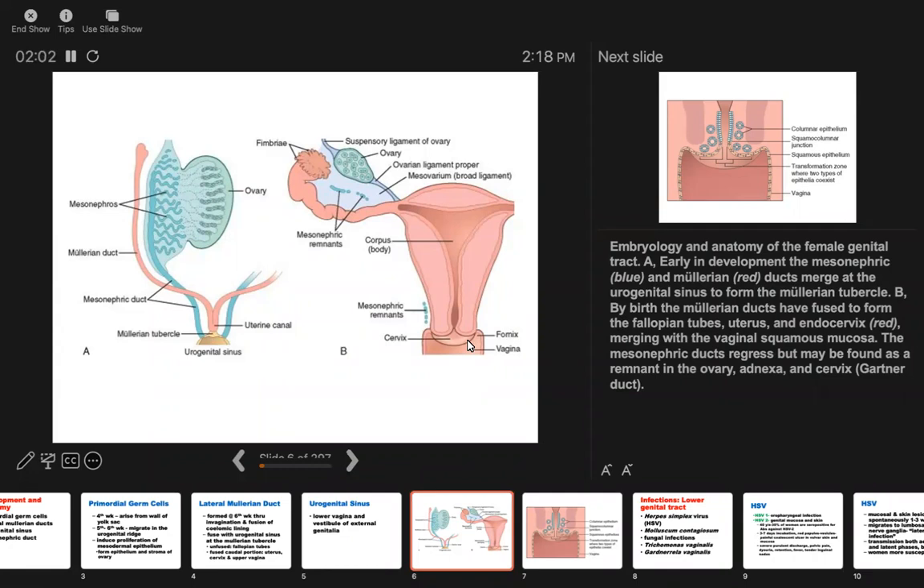Now, the urogenital sinus will develop when the cloaca is subdividing by the urorectal septum, and it eventually will form the vagina and the vestibule of the external genitalia. The mesonephric duct is supposed to regress. If it persists, sometimes it may appear as cystic, and that is what we call Gardner duct cyst.